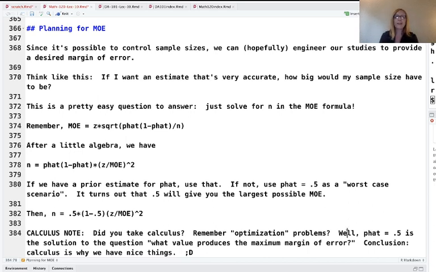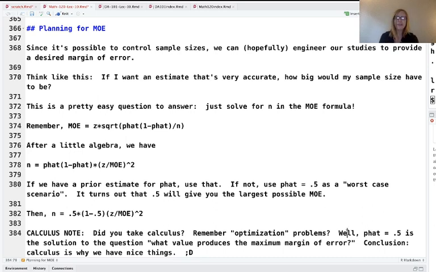That might seem kind of random. It actually turns out that 0.5 is the worst case scenario. It gives you the biggest possible margin of error. And if you've ever taken calculus, this is an example of an optimization question.